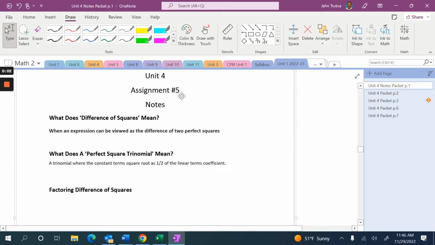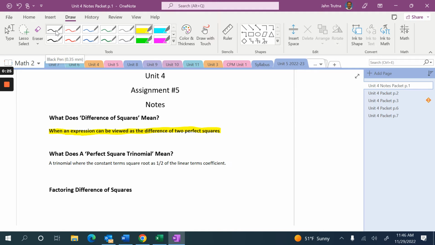Okay, we're on Unit 4, assignment number 5. These are the notes here. So the first part is, what does difference of squares mean? Here's what a difference of squares means. It means when an expression can be viewed as the difference of two perfect squares.